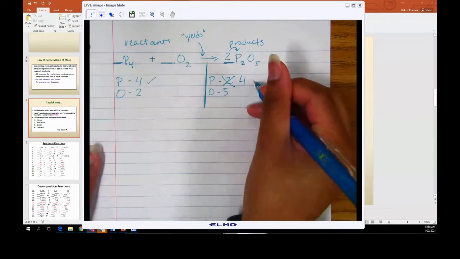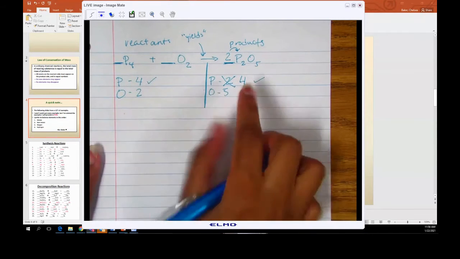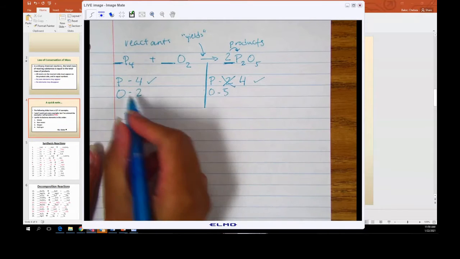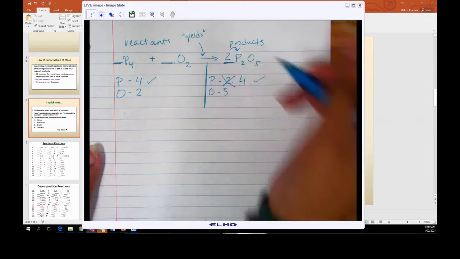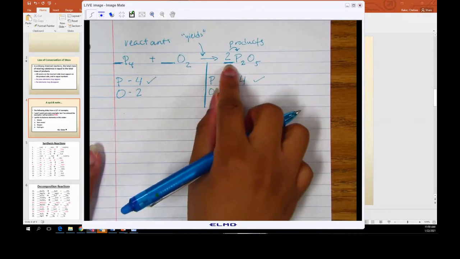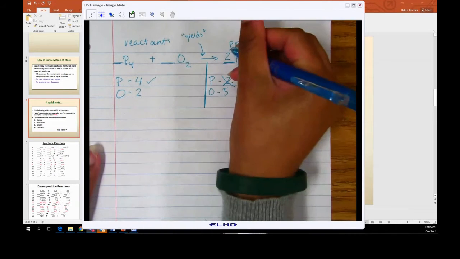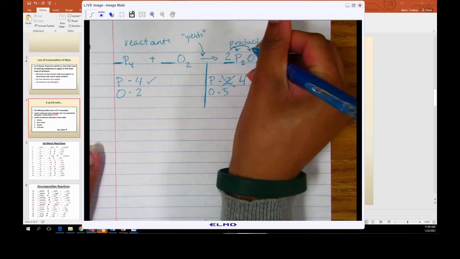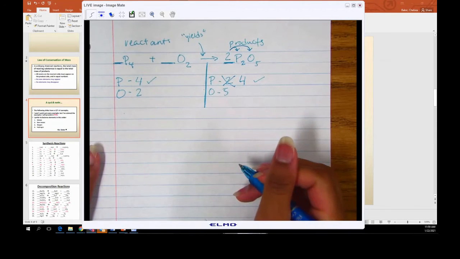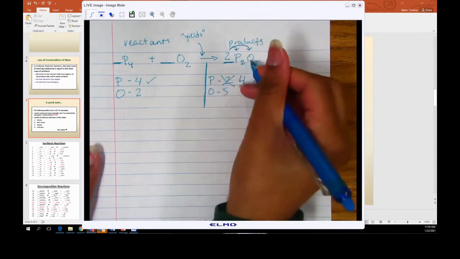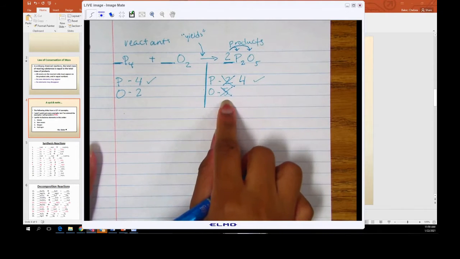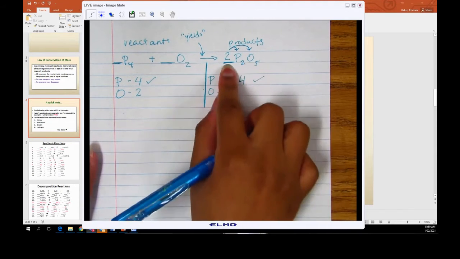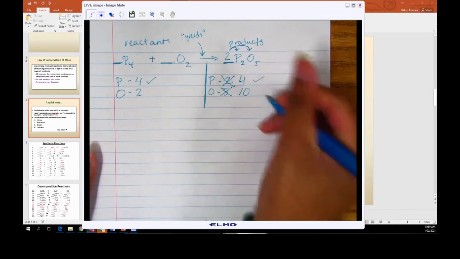I've got 4 on this side and 4 on that side, so that's okay. But my oxygens are still not balanced. So let's deal with those. Oh, wait, hold on. Remember the coefficient in front of a compound is going to affect all of the elements in that compound. So this 2 also applies to this oxygen. I no longer have 5 oxygens on the product side. I have 5 times 2, which is 10.